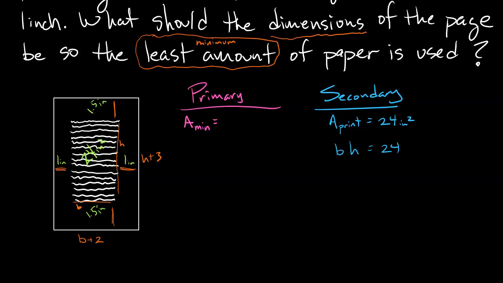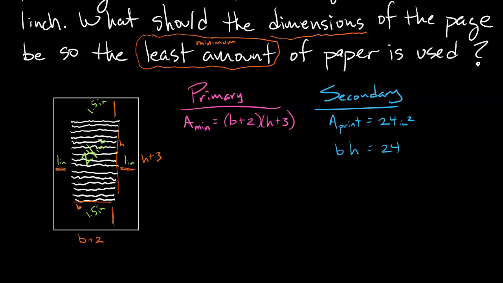So these would be the dimensions of the paper. So when I'm writing my primary equation, I would write b plus 2, h plus 3. If I had decided that the paper was b and h, then the print would be b minus 2, h minus 3. And this problem still works either way. No matter how you set it up, it's generally going to be harder in one place, easier in another.